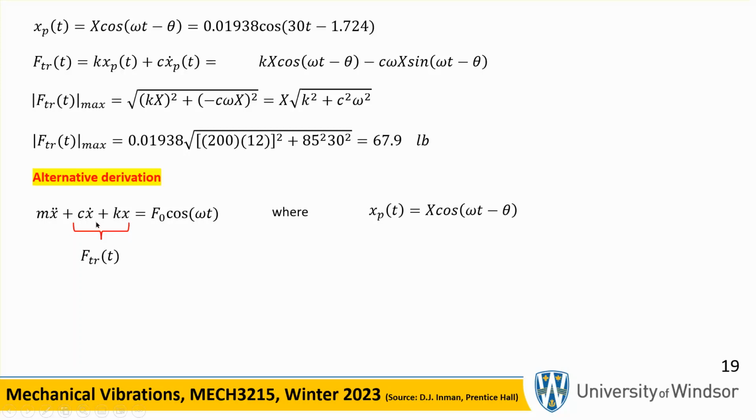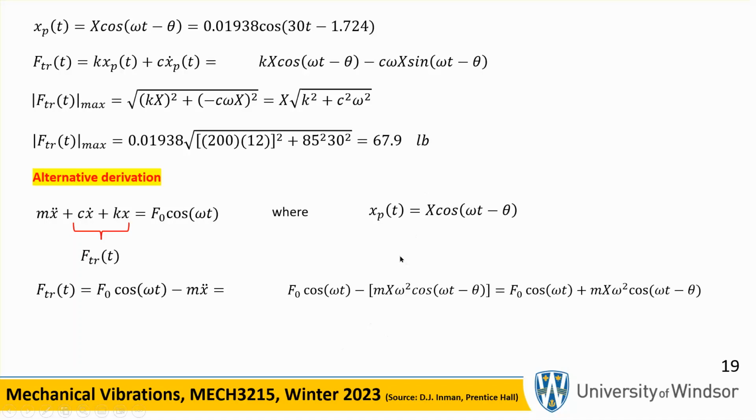Fine. So can I not say this is equal to F naught cos omega t minus m x double dot? Sure, I can do that. And I know what x is. It's right here. So you just plug it in. Literally plug it in. And right there, see, this is there. The double derivative of that is right here. Just do a little bit of a cleanup here. This stays. This minus.